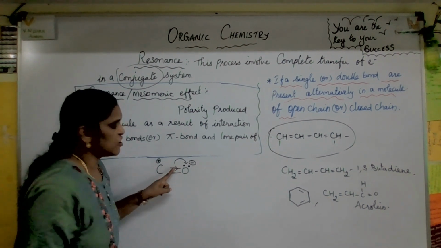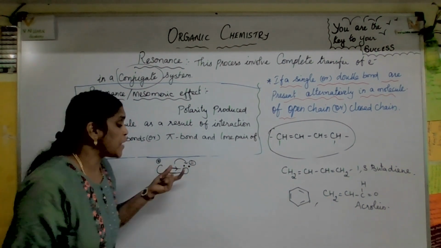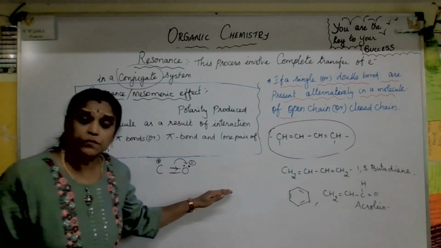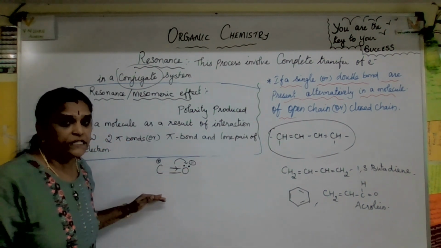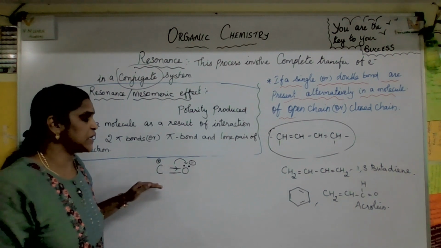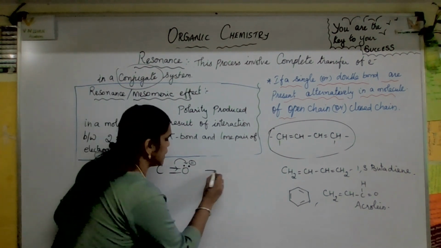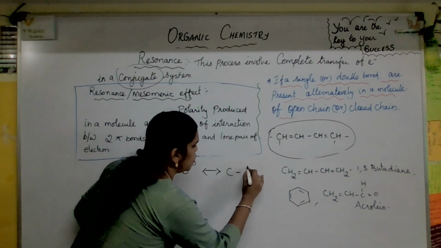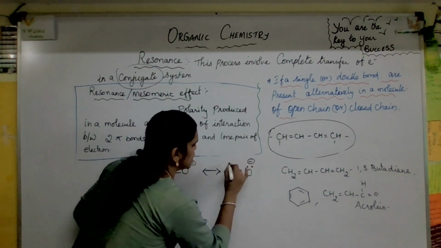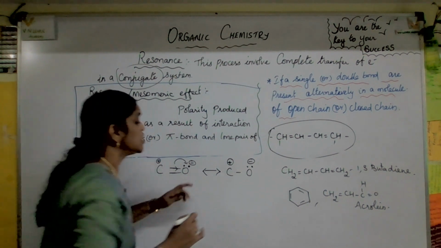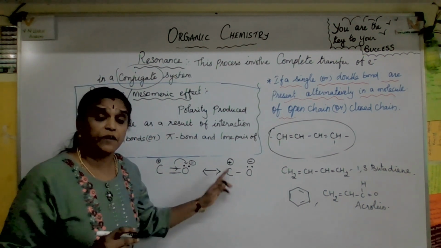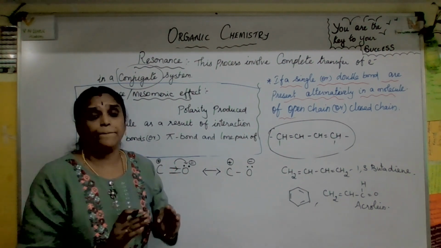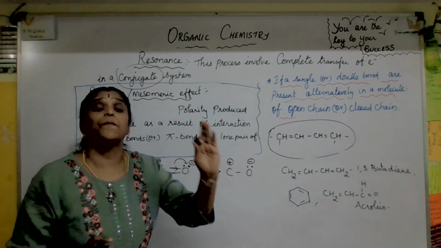Here pi electrons are displaced from the double bond towards the oxygen atom. Oxygen has more electronegativity, carbon comparatively less. Another structure is formed: single bond O, lone pair of electrons, negative charge, and here a positive charge. Why positive charge? Because the electrons are moving from the carbon. This happens only with the pi electrons.